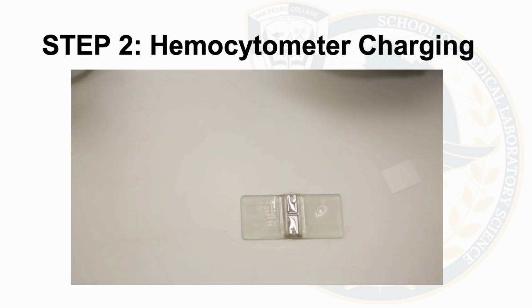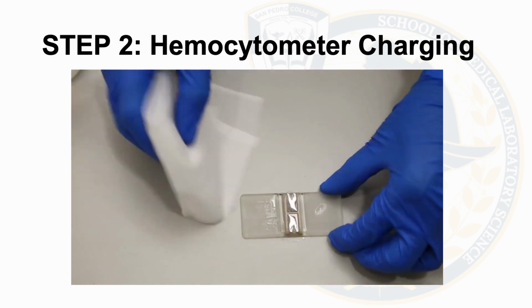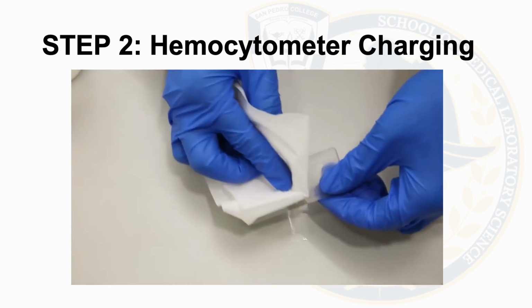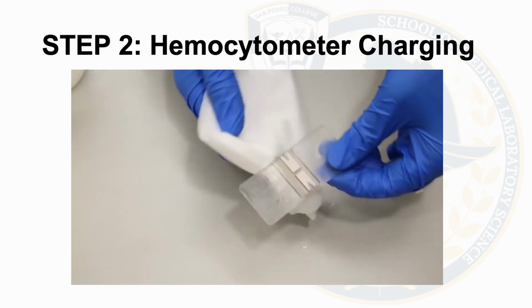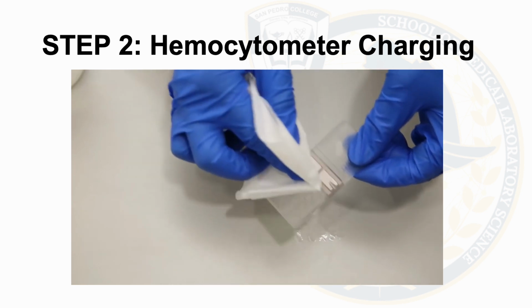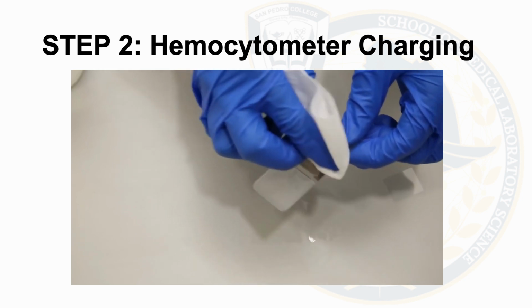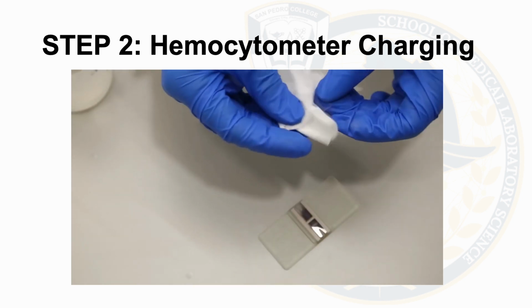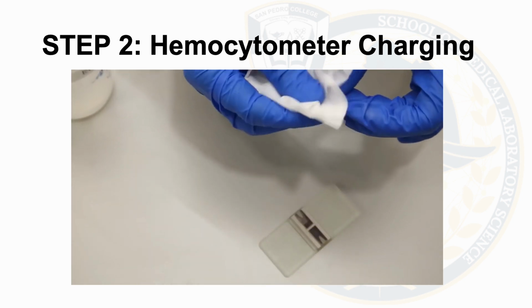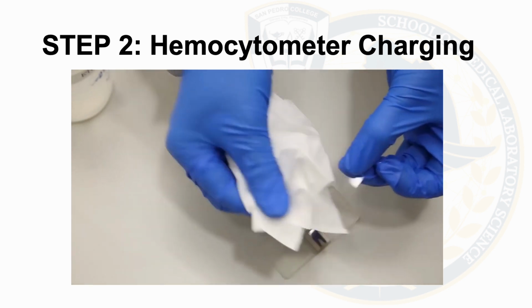The first step to correctly loading the hemocytometer is to ensure that it is immaculately clean. Any debris left can negatively impact the optical quality of the chamber and cause incorrect results to be obtained. The chamber is cleaned using isopropyl alcohol and lint-free tissue. The cover glass should always be handled by its edges.